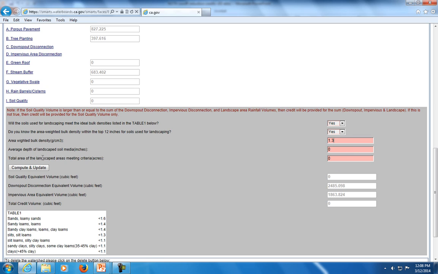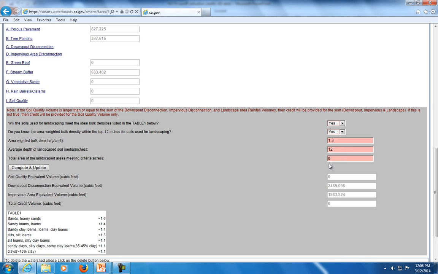It's asking a couple more questions. It's asking the average depth of the landscape soil media. So let's say, recall that this is a landscape that was previously grazed, so it's probably a little bit compacted based on animal traffic. And so let's say the landscaped area, we can go in there and amend the soils with organic matter and start improving the porosity of that soil. And let's say we can do that down to a depth of about 12 inches, which is realistic.